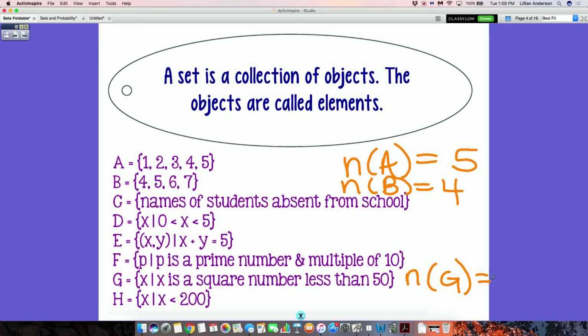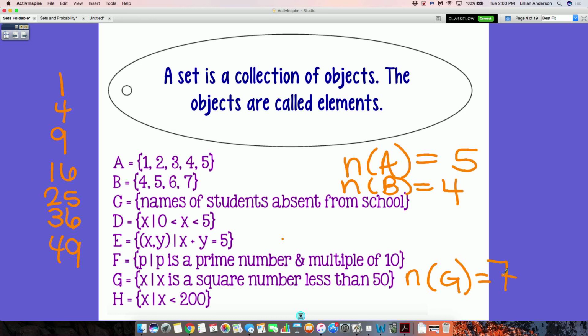You have to know how many there are. Okay, so how many of those are there? Let's list them out. 1 times 1 is 1. 2 times 2 is 4. 3 times 3 is 9. 4 times 4 is 16. 5 times 5 is 25. 6 times 6 is 36. 7 times 7 is 49. And after that, you're greater than 50. So that's a total of 7.